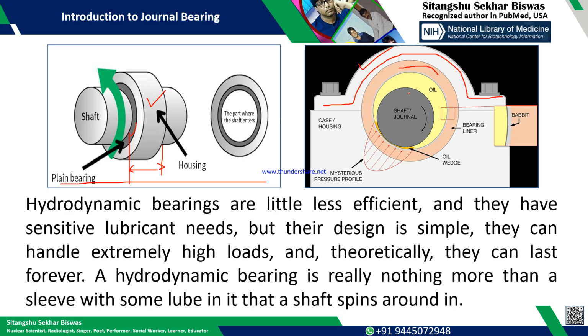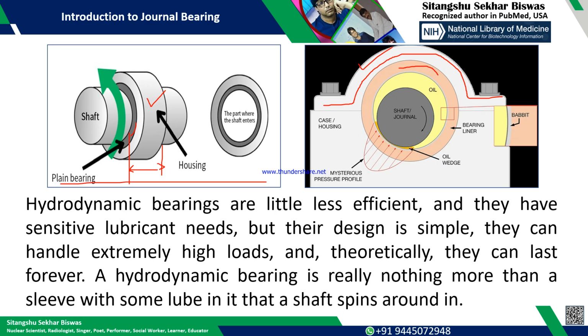Initially, due to the load, the shaft is touching the bearing surface, the inner lining, and once the shaft starts to rotate, based on the RPM and the oil viscosity, the liquid in the gap between the journal and the bearing will create some upward forces which will lift the shaft. This is basically the mechanism.